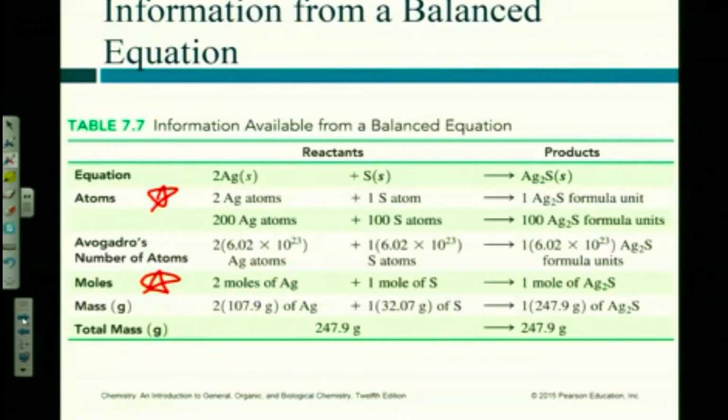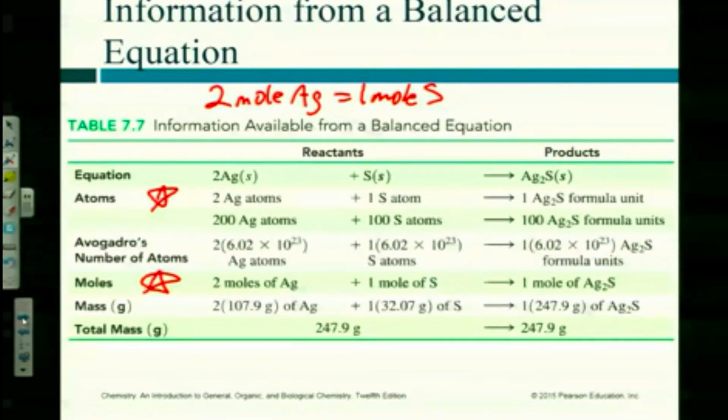Okay, if it takes 2 moles of silver to react with 1 mole of sulfur, that's kind of like saying 2 moles of silver equals 1 mole of sulfur. True? Well, if 2 moles of silver equals 1 mole of sulfur, what do you think we're going to do with that? We have an equality, what do we do with it? We turn it into conversion factors, don't we? Yay!